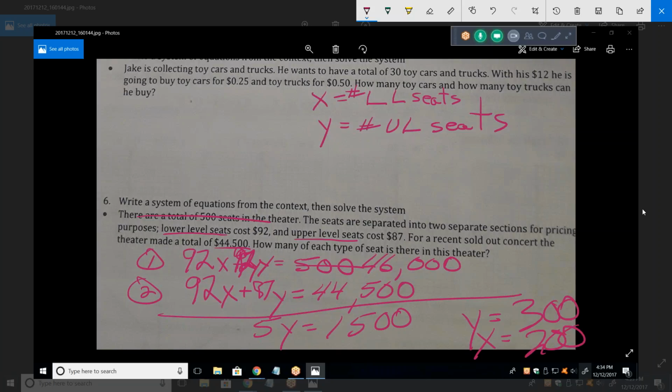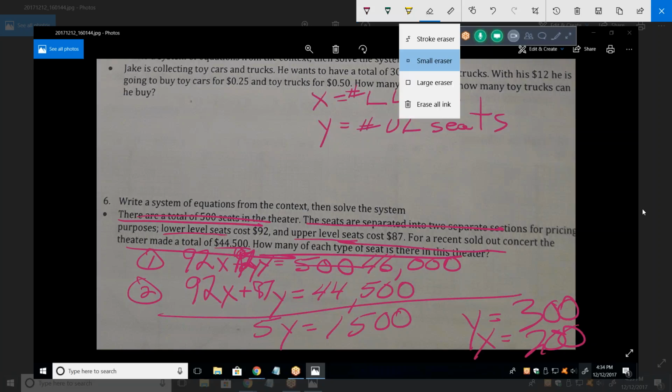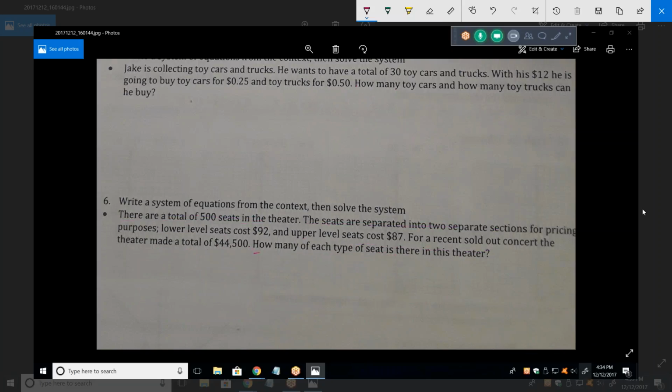You start at the back, you start there, then you go there, then you go there. Every time. Always start at the last sentence to define your variables, and it's real simple because they always make it real simple. They ask a real simple question. How many of each type of seat? That means there's two types of seats, and we have to label X as one of them and Y as the other. Or how many toy cars and toy trucks? X is toy cars, Y is toy trucks.